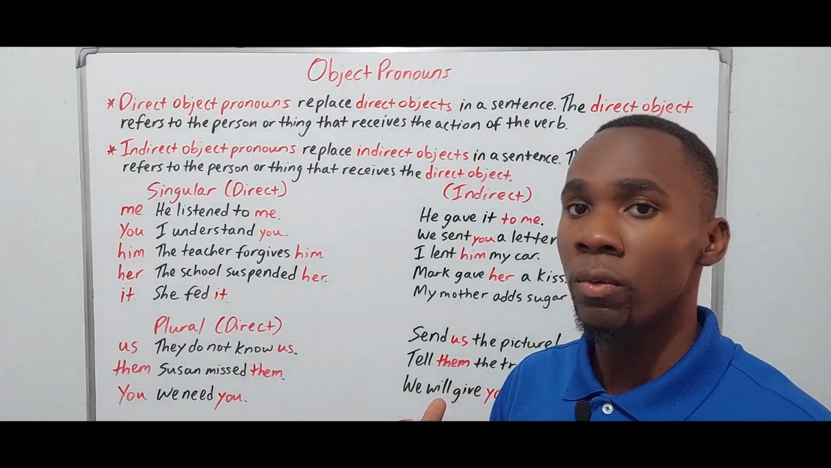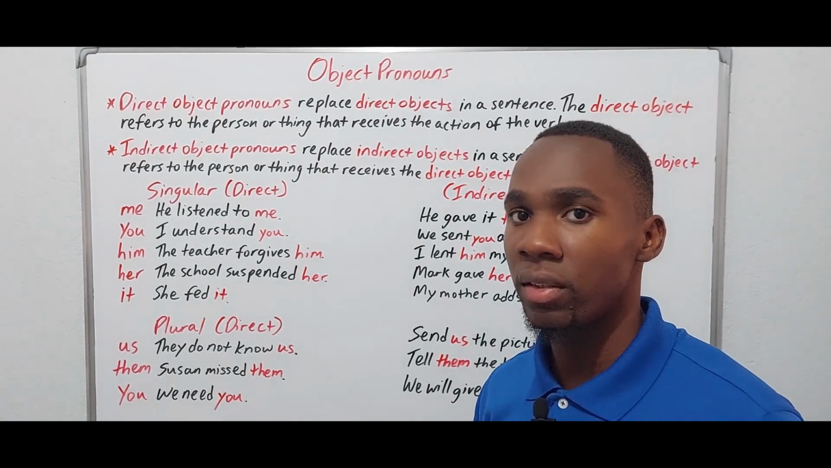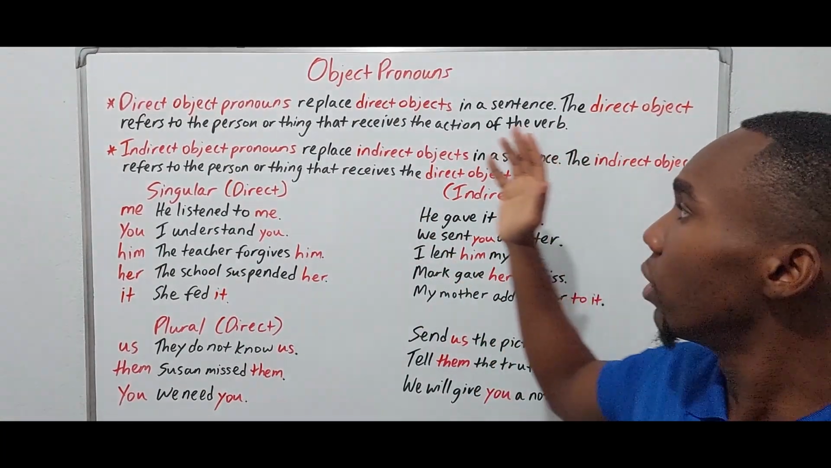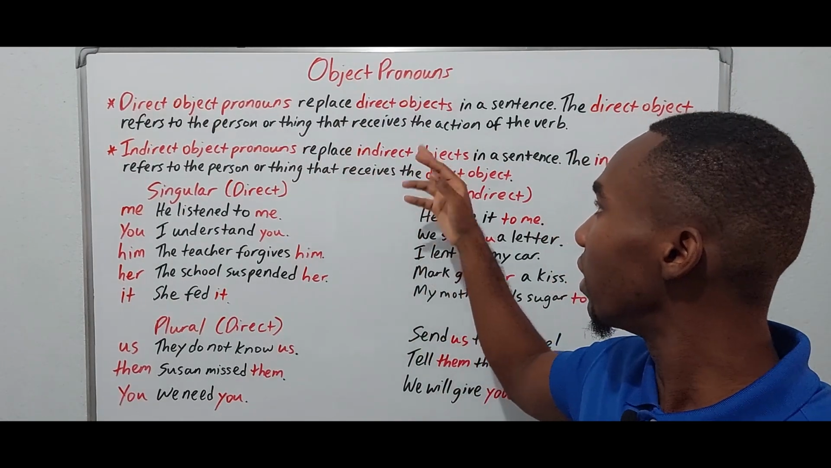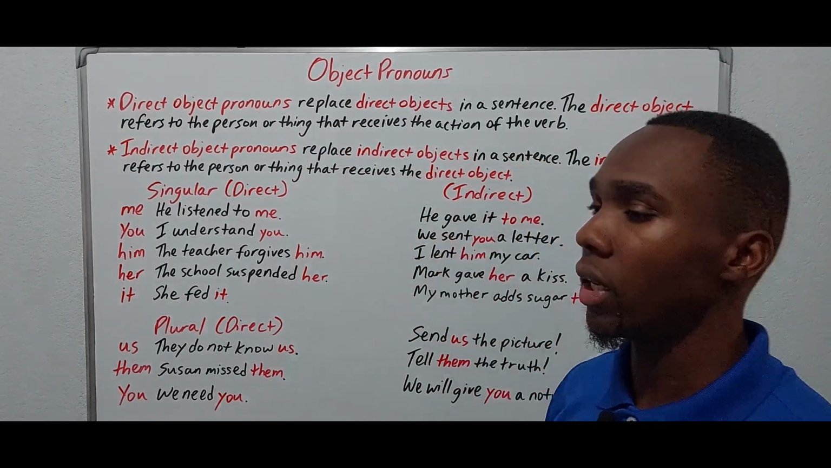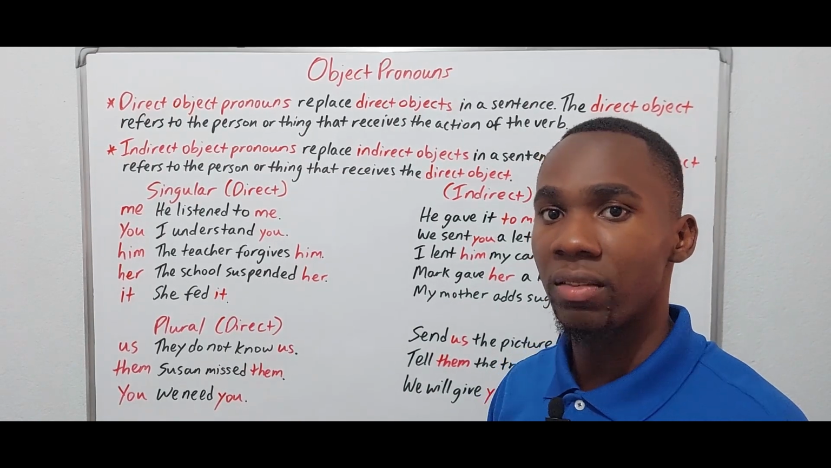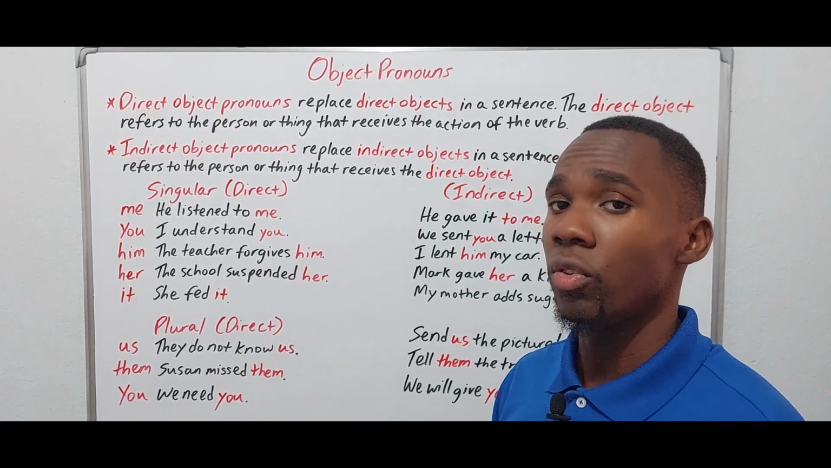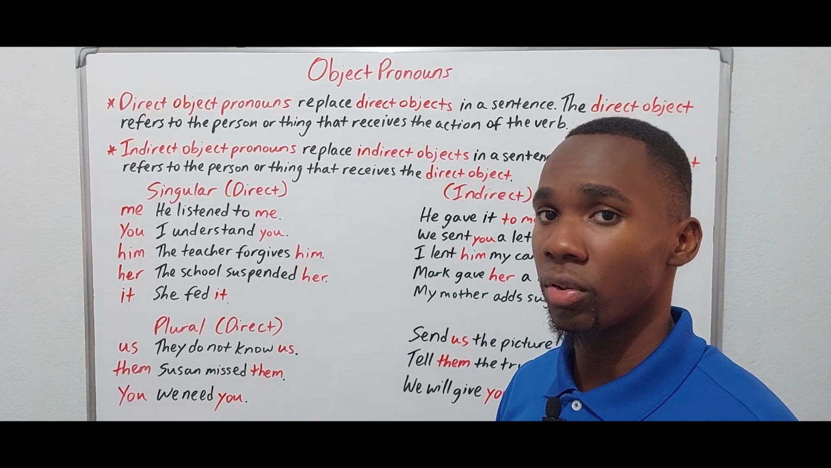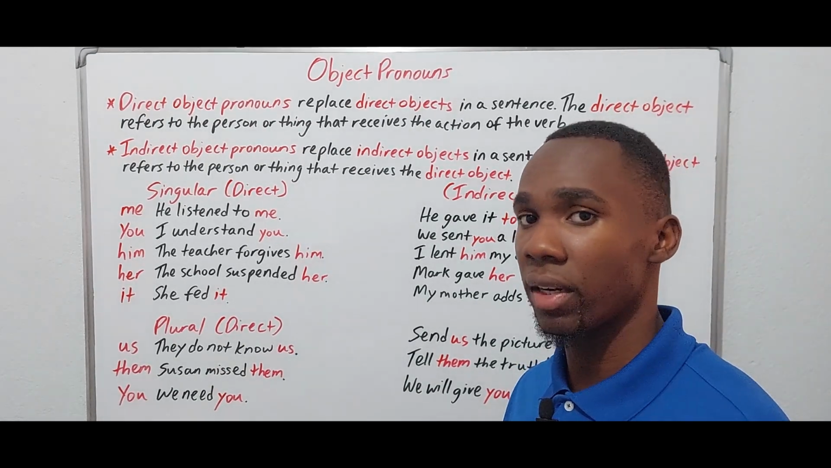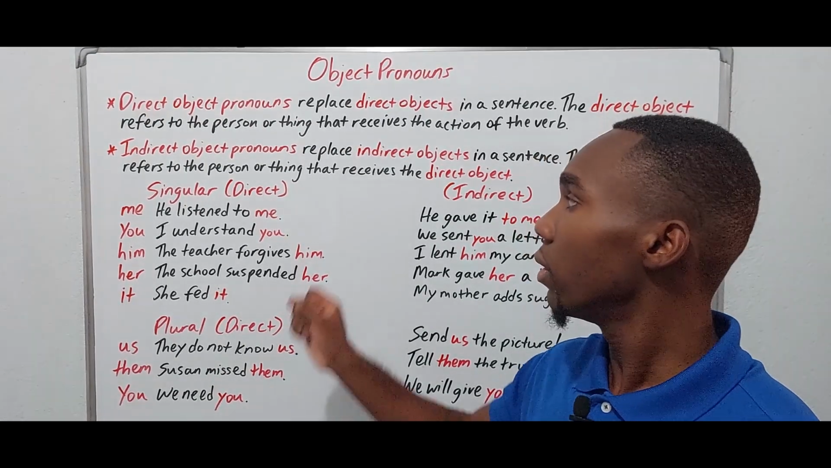And if you do not know what a direct object is, it refers to the person or thing that receives the action of the verb. In other words, it answers the question of who or what receives the action, okay? So the direct object pronoun will simply replace the direct object in a sentence.